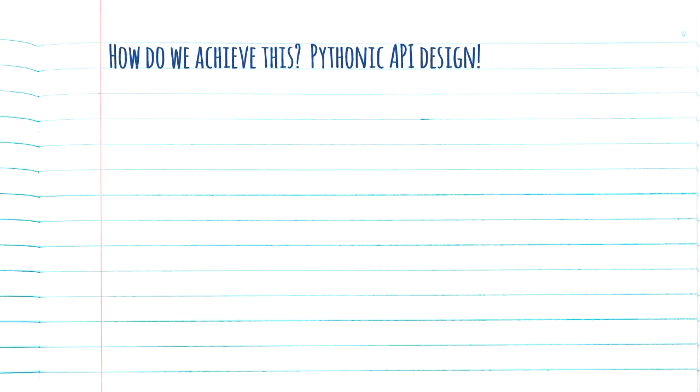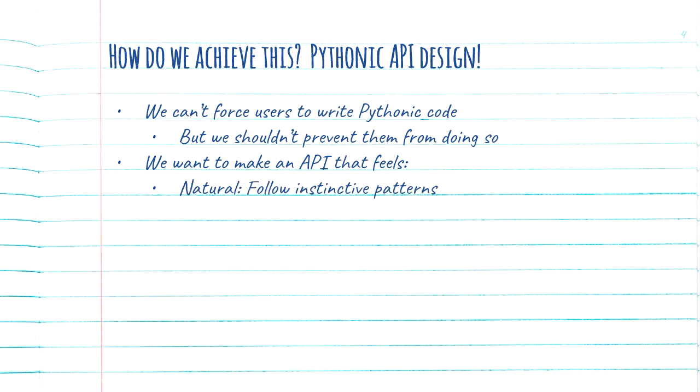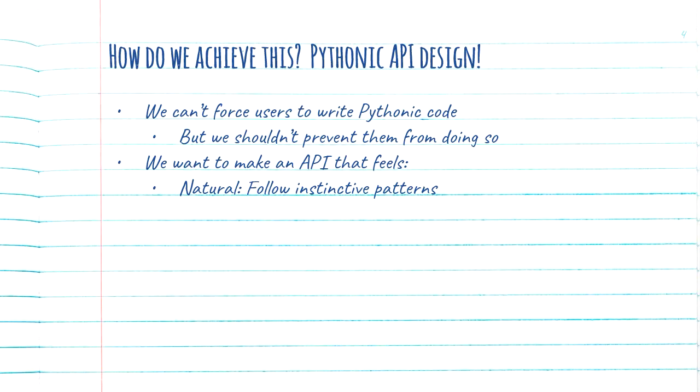How do we achieve this? Well, with Pythonic API design. We can't force users to write Pythonic code. However, we're doing them a disservice if we don't allow them to write Pythonic code. We shouldn't prevent them from being able to write clean and efficient code. So when we design an API, we need to look at what feels natural. There are certain patterns that are instinctive to Python developers that they will intuitively start to use as they gain experience. So we want to be able to utilize those natural patterns.